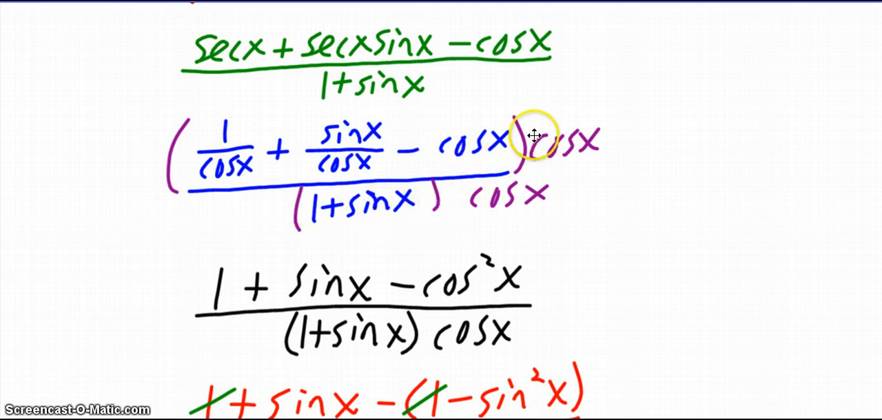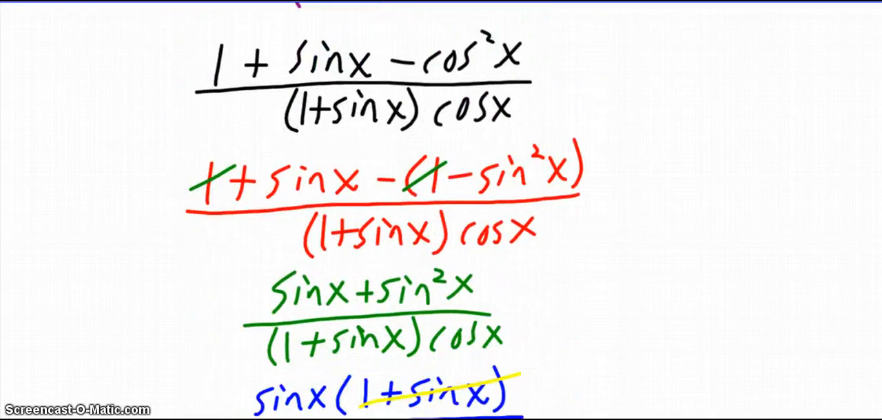Now I multiply the top and the bottom by cosine of x to get rid of the fractions in the numerator. So cosine times 1 over cosine became 1, cosine times sine over cosine became sine, cosine times cosine became cosine squared, and in the denominator I have 1 plus sine of x times cosine of x. Notice that I did not multiply out the denominator. I want to keep that separate because I know that I'm going to try to reduce things, and I know that cosine times sine is not going to help me in any way.